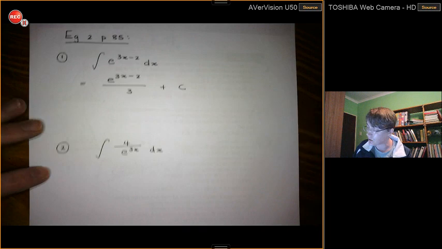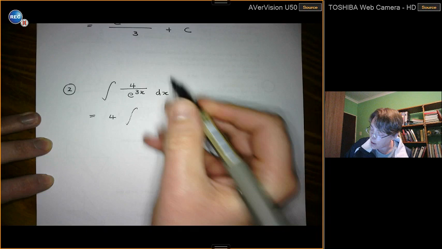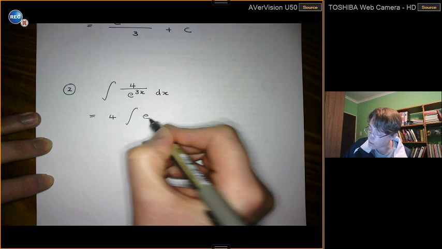Right, now this one. For this one, we have to manipulate it slightly. We can put the 4 on the outside because that's a constant multiple. And then I can change that e to the power of 3x to e to the power of minus 3x dx.